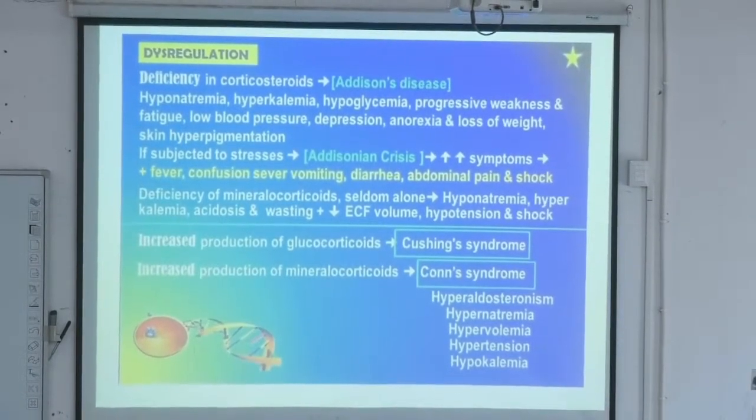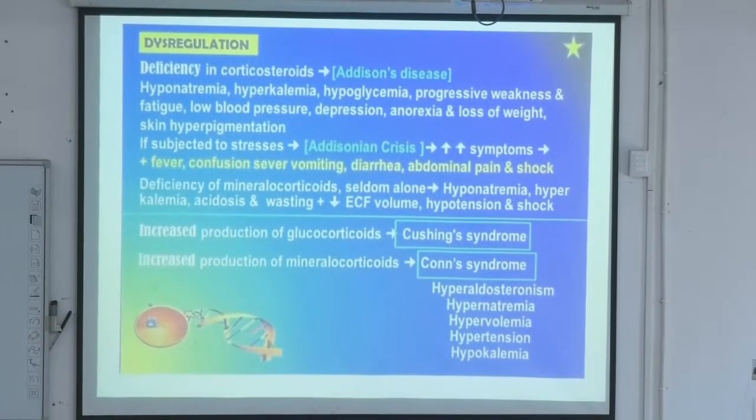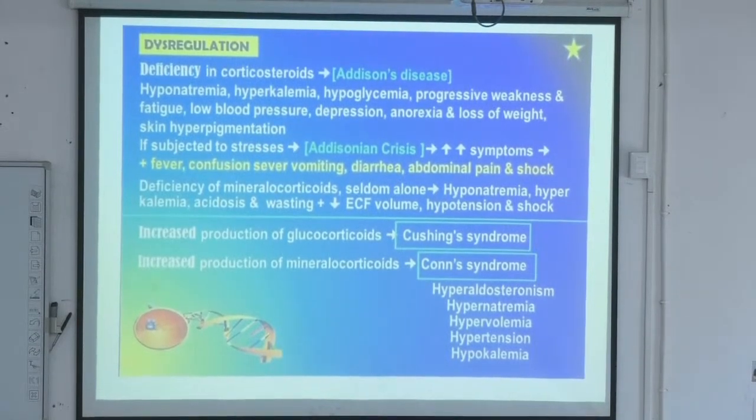You have to understand this because these hormones, when you are giving them from outside in the form of medicine, are used when there is a problem in hormone production in the body, right? If you don't know what the problem in hormone production is, how will you understand the role of the medicine? So this is where there is less production: Addison's disease and Addisonian crisis.